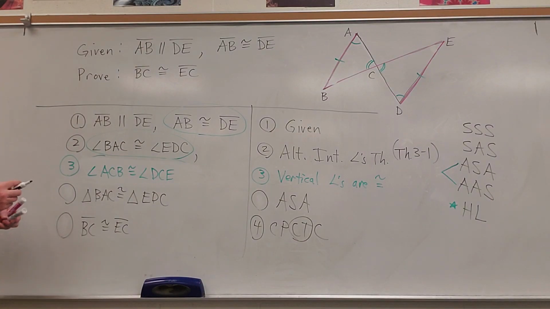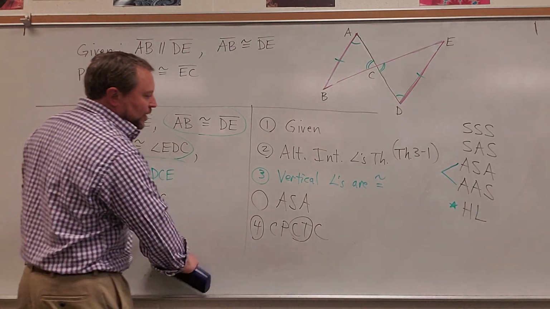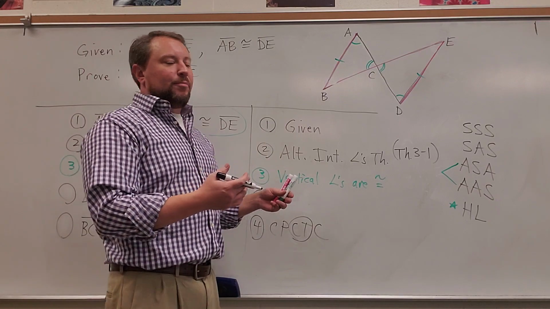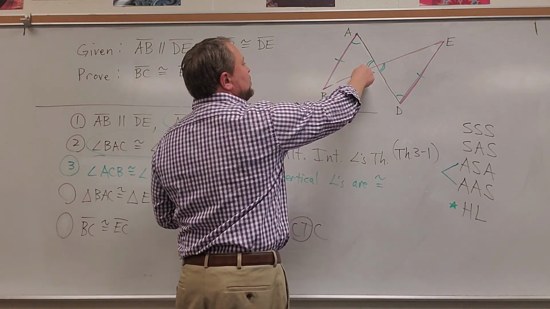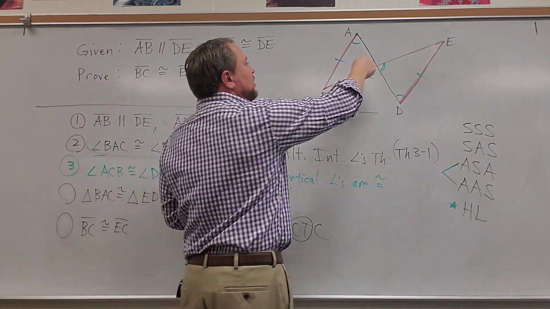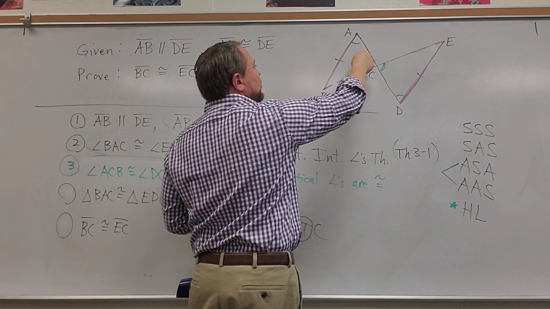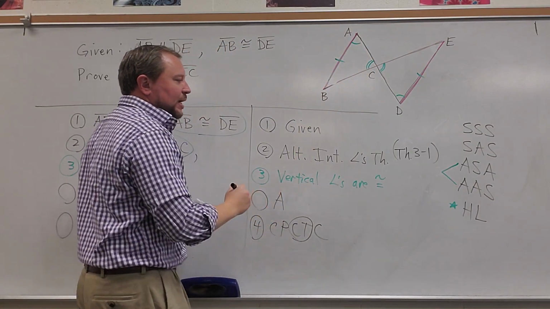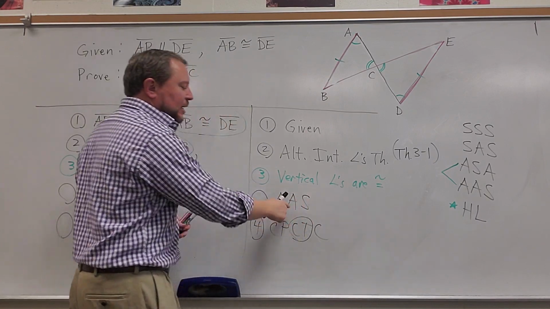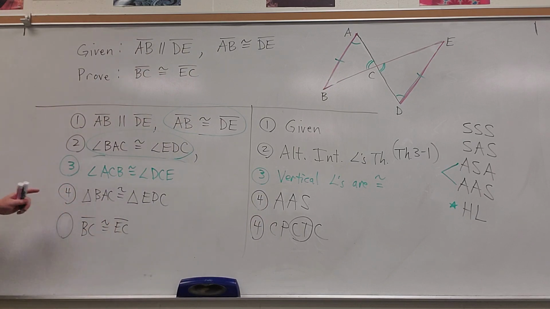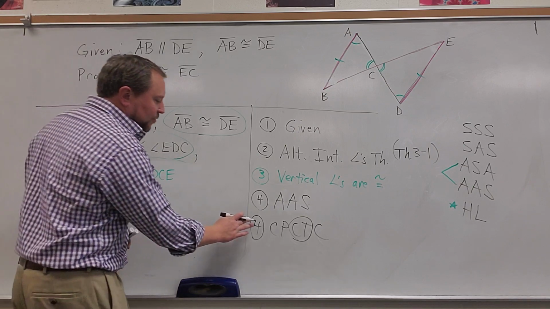Now, the method would change as well. Do you see it's no longer ASA? When you look at your picture, you've got two angles and a side, but this side is not the included side. Remember, the side that joins the two angles would be the one in between, and that's not in between. So now our shortcut instead of ASA would be AAS. And it would be our fourth step here. But then you still would follow up with CPCTC. So that would be a fifth step.